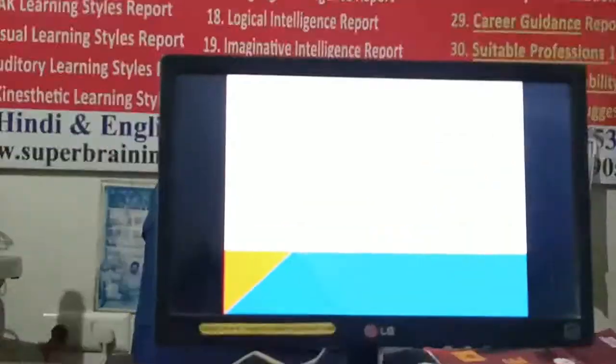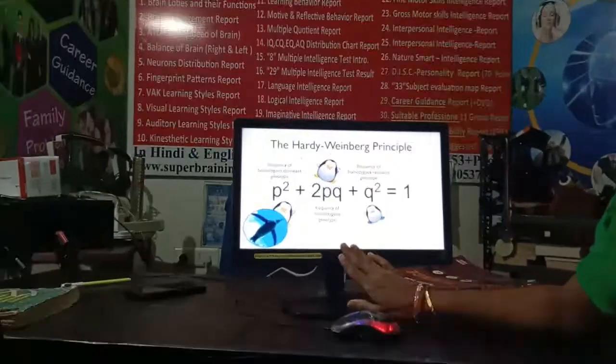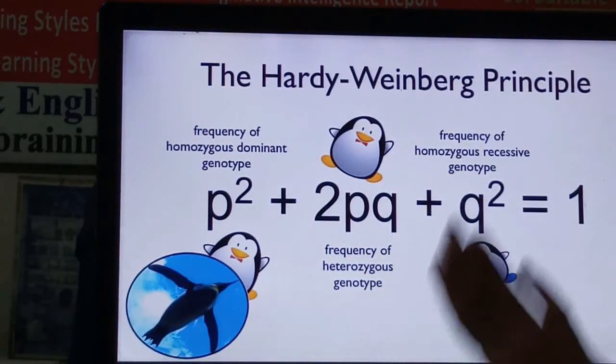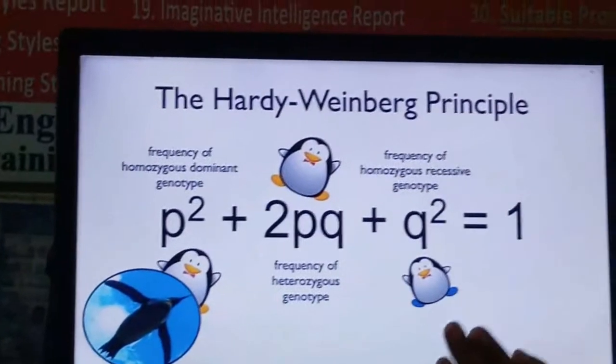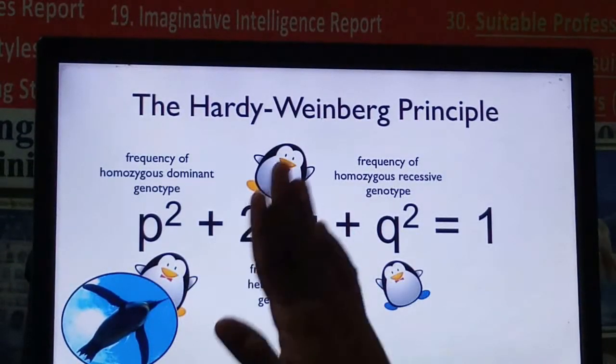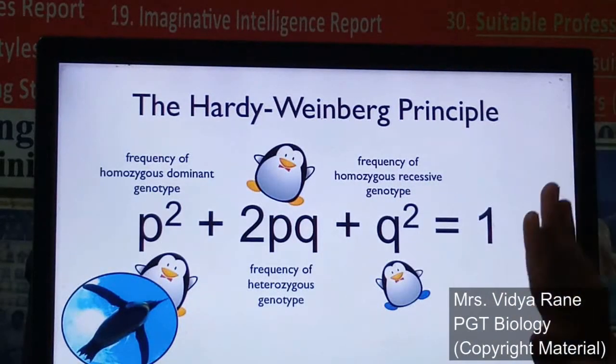Today we are going to study the Hardy-Weinberg Principle. Now what is the Hardy-Weinberg Principle? It says that the allele frequency in the population will remain constant generation after generation. Once again, whatever the allele frequency is, it will remain constant generation after generation.